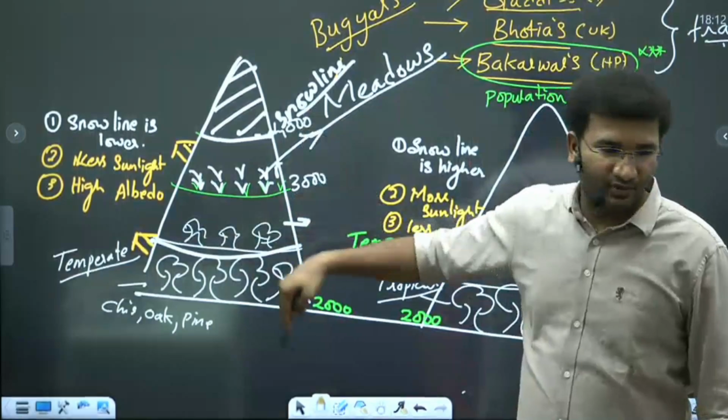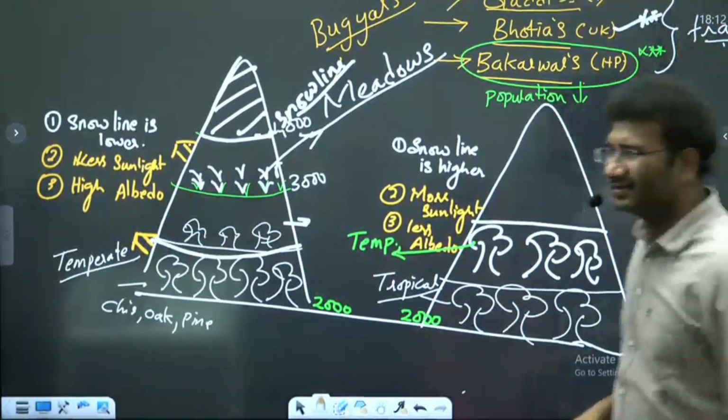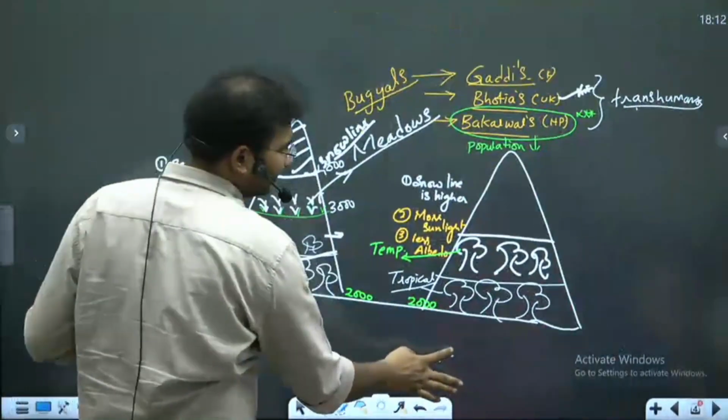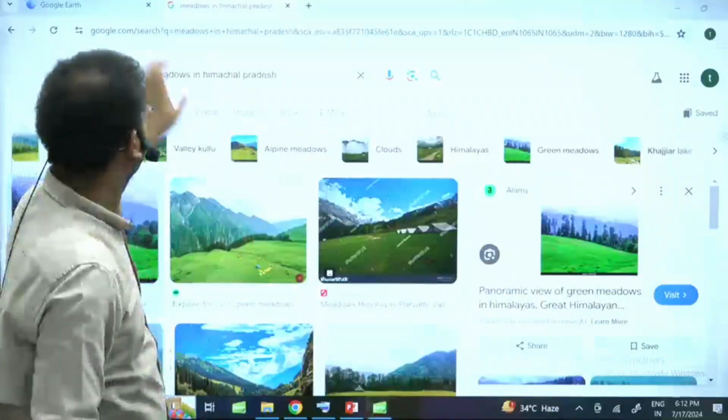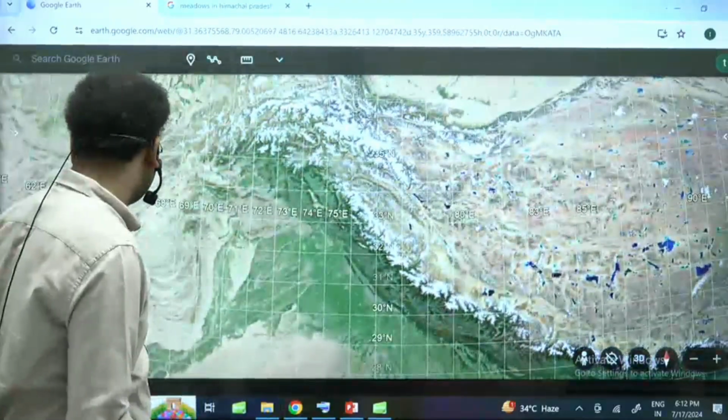Or else sometimes in the winters you will find the snow here itself. So that's why people move. And the Bhotias are in Uttarakhand. Gaddis, Bakarwals, and besides them there are many other tribes. And one more interesting fact here is, if you go to the Kashmir region, okay, only in Kashmir, you get to see a unique cultivation that is being done here.